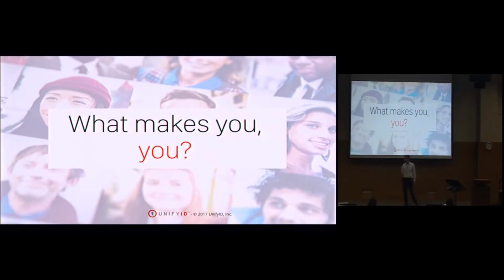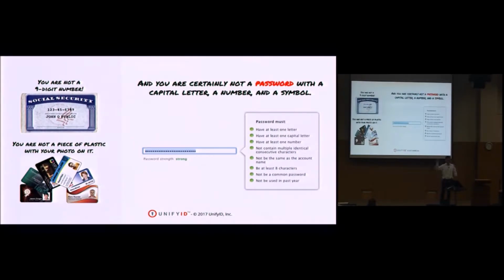It comes down to a fundamental question: how do you identify people, and what is it that makes you who you are, right? A large part of what makes you who you are is your behaviors. People are very much creatures of habit, and it turns out they're very unique, and they're also very predictable. The combination of those makes it possible to authenticate people based on just their unique factors. So we strongly believe that you're not the 9-digit number, and you're not a piece of plastic with your photo on it, and you're certainly not a password with a capital letter, a number, and a symbol.